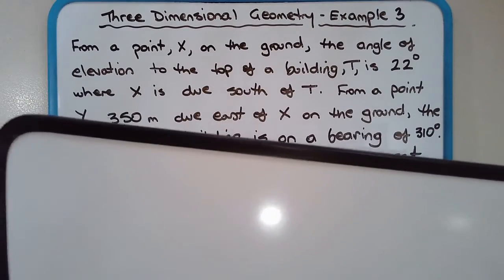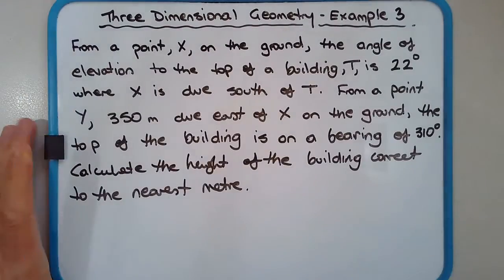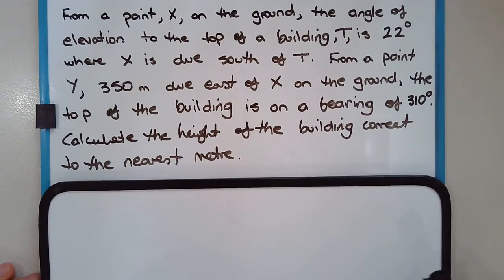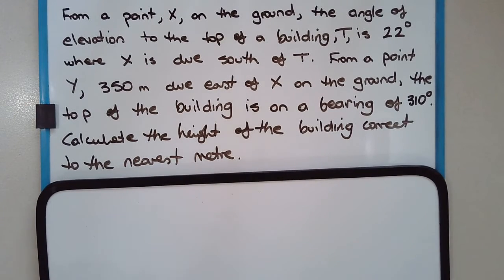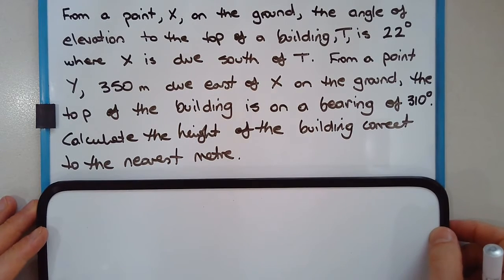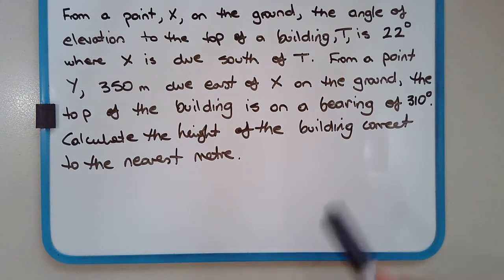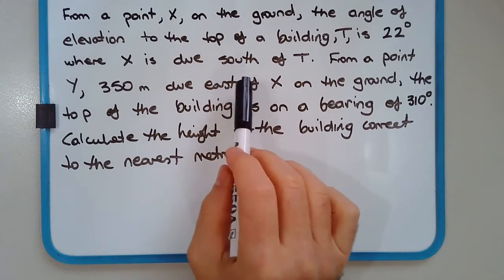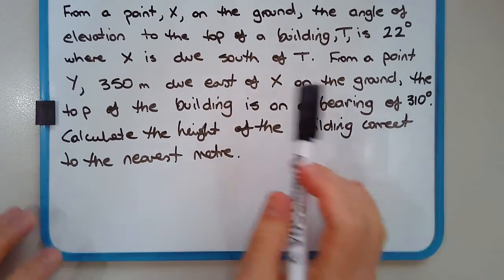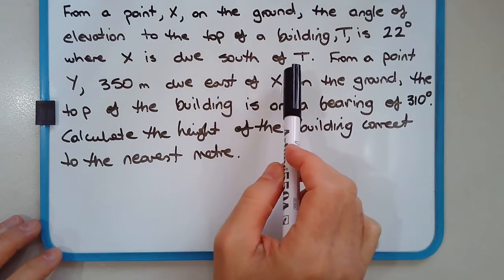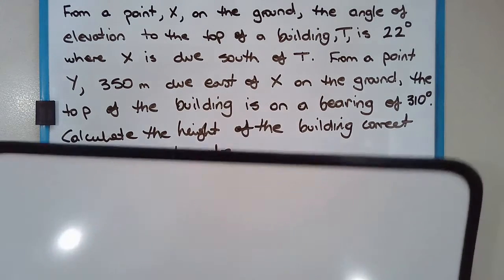Okay, so I might move this up a little bit. So we're going to build our diagram. I guess the focus here is on this building, and the top of the building is a point T. So what I'm going to do is draw a compass rose first, and the reason is because there are also directions mentioned, or bearings. So this point X on the ground is somewhere south of T. So let's draw that in.